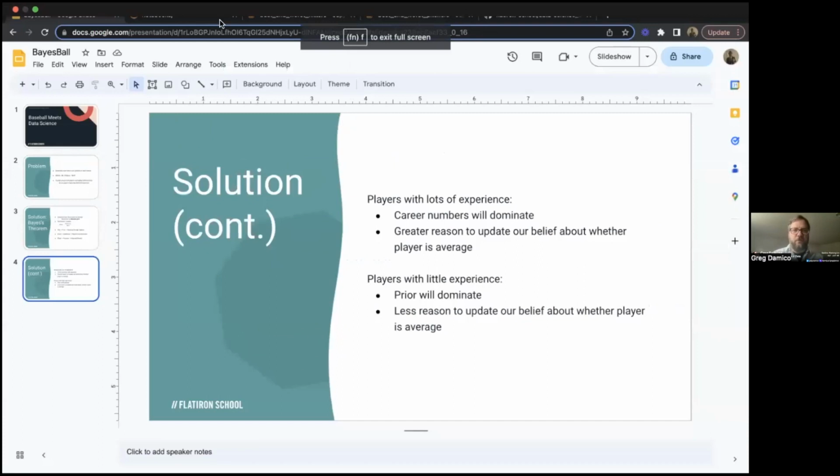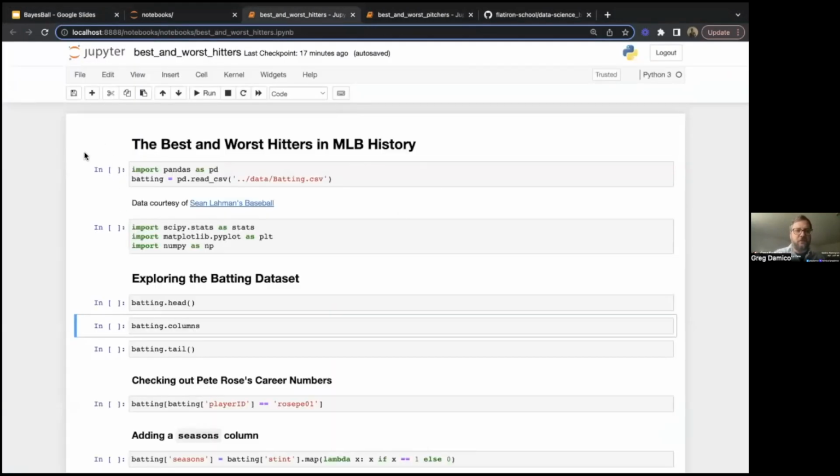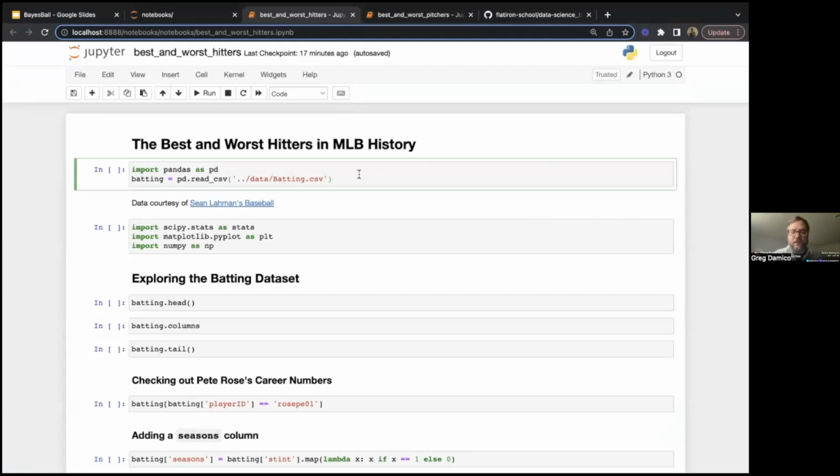Okay, so let me move over to my code here. I've got a Jupyter notebook, which is standard tooling around here at Flatiron School. Basically, this is a really nice way of running Python code, if you haven't seen it before. We're going to be able to run some code, see the results of that code, and manipulate a large data set that has a bunch of information about baseball players. We'll be able to see the results of our work as we go.